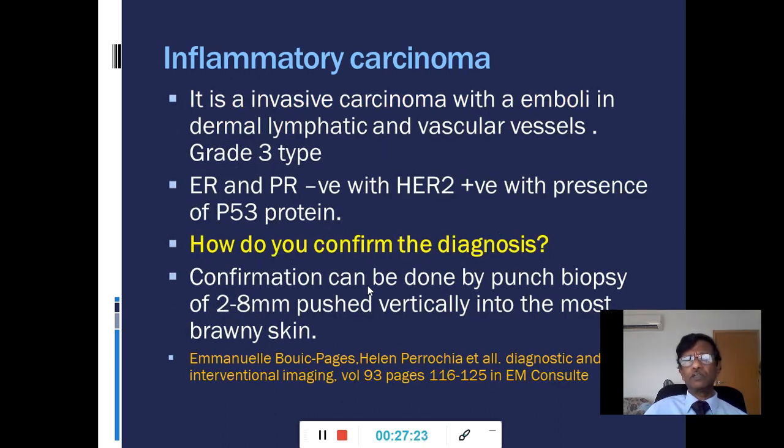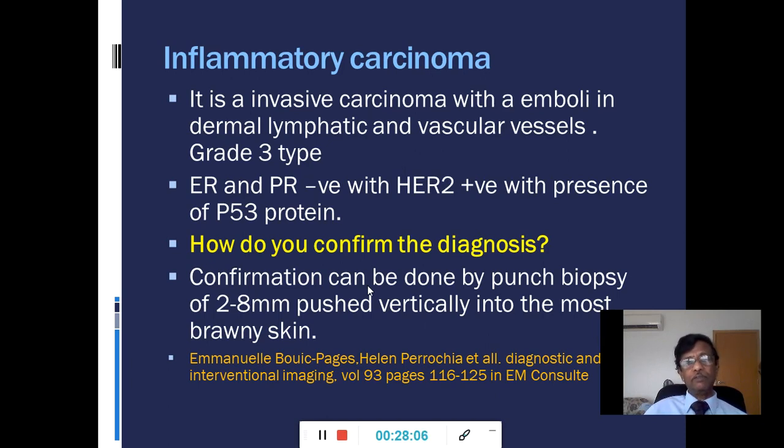It is an invasive carcinoma with emboli in the dermal lymphatics and vascular channels. The main problem is that this is an invasive carcinoma with emboli already reaching the dermal lymphatics and vascular vessels. It is a grade 3 carcinoma, and ER/PR may be negative with HER2 receptor status positive, with the presence of P53 protein. So this is the ER/PR status, and that gives rise to a bad prognosis.